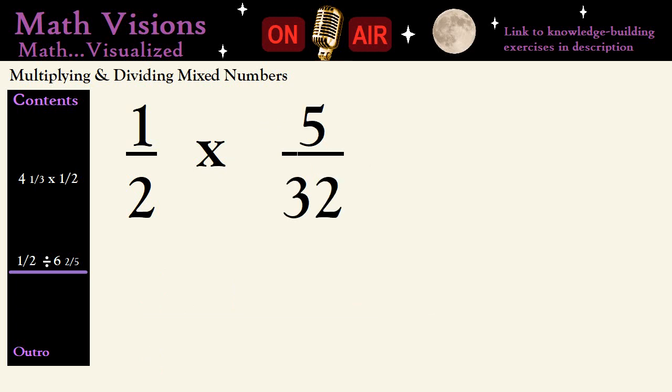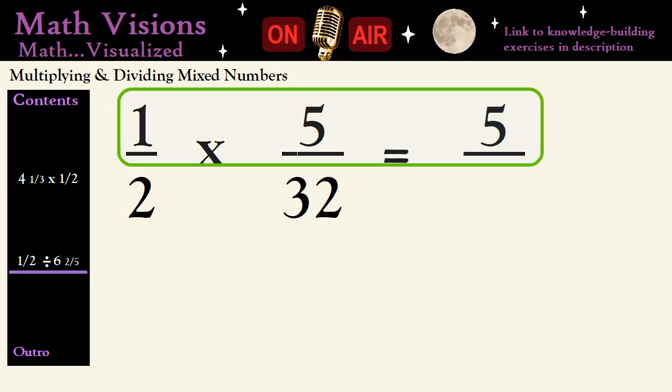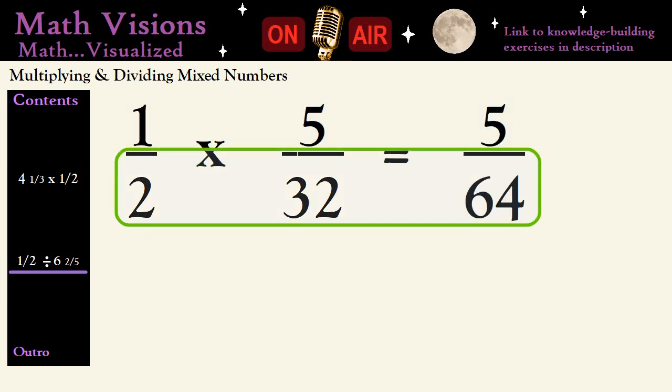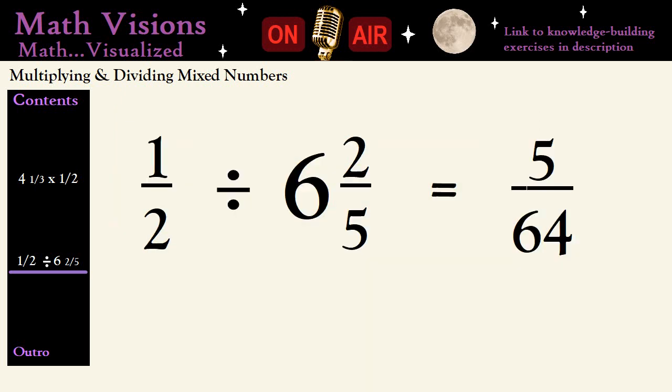5/32. Next, we multiply the numerators by each other and get 5 as the numerator in our answer. Finally, we multiply the denominators 2 and 32 by each other and get 64 as the denominator in our answer. Therefore, 1/2 divided by 6 2/5 is 5/64.